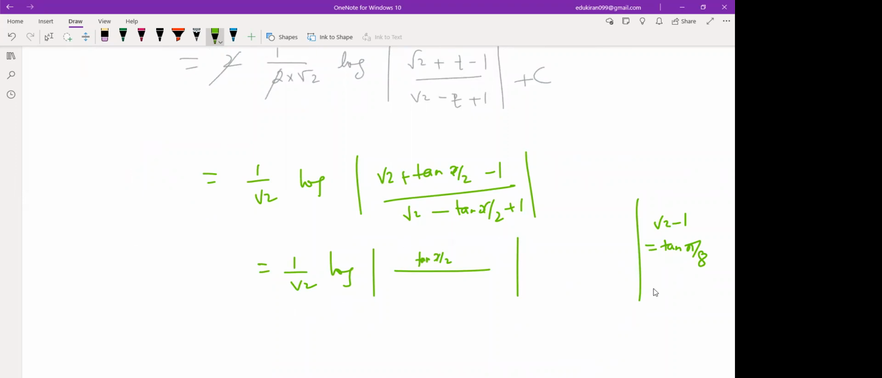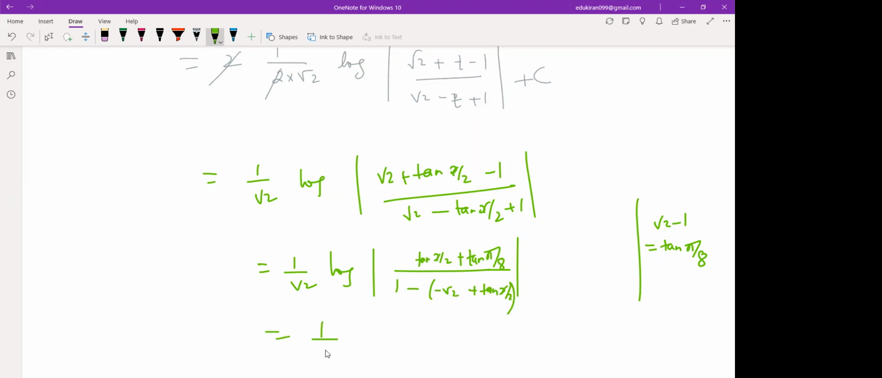So tan x by 2 plus tan of pi by 8, fine. Tan x by 2 plus tan of pi by 8 by 1 minus, and then it will become minus root 2 plus tan x by 2. How to deal with this?